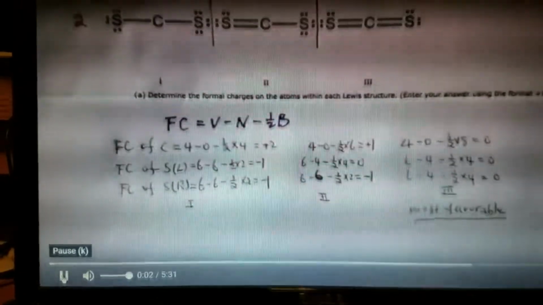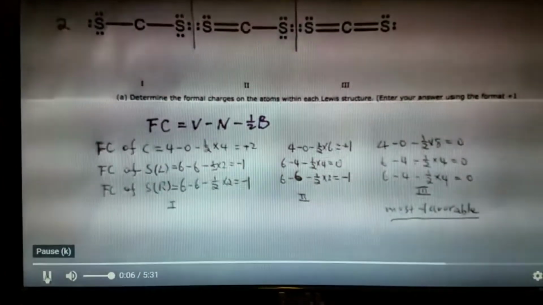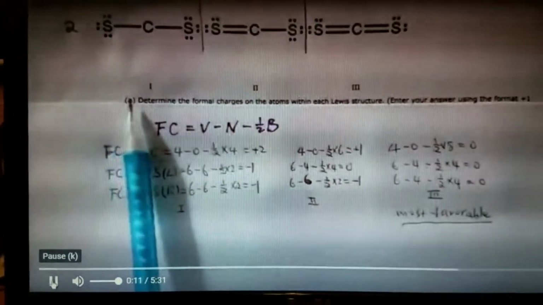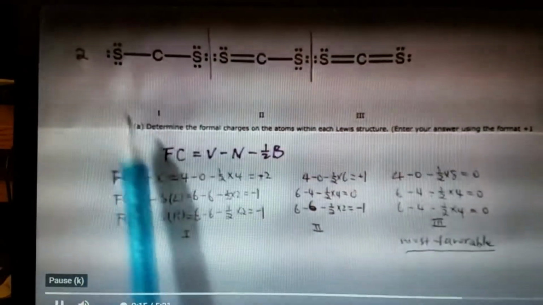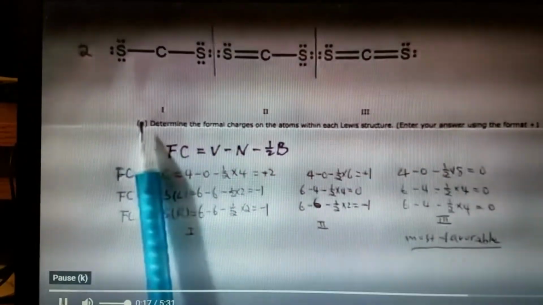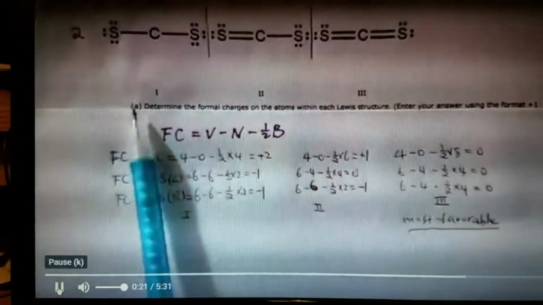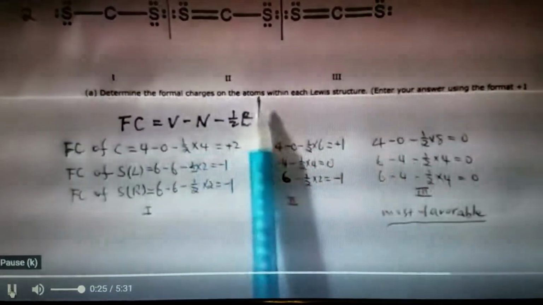This is chapter 7, resonance and formal charge, homework number 2. So there are two questions actually within this question number 2. Okay, A, determine the formal charges on the items within each Lewis structure.